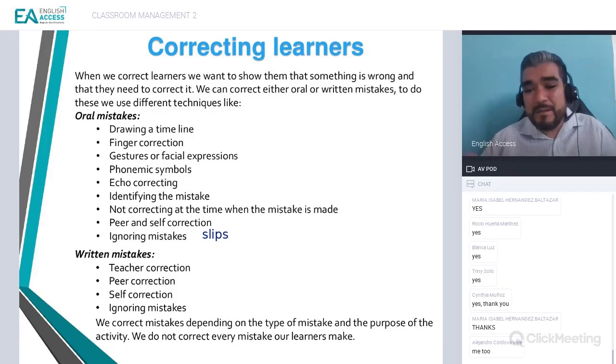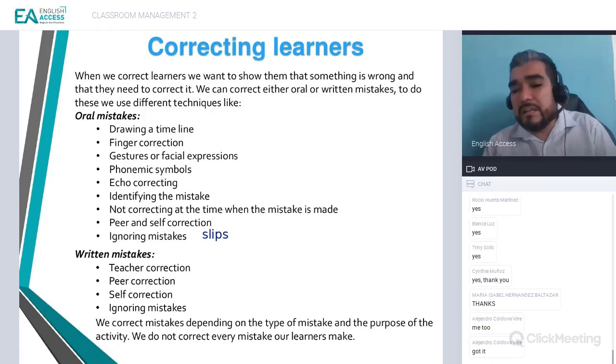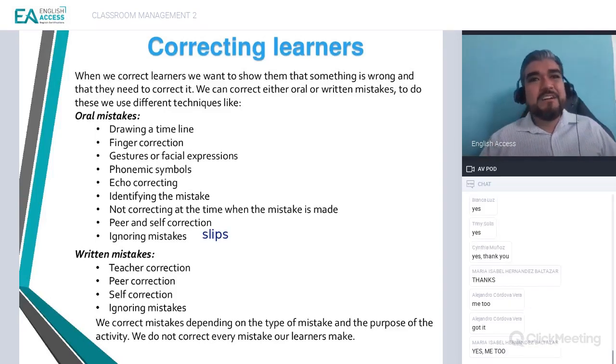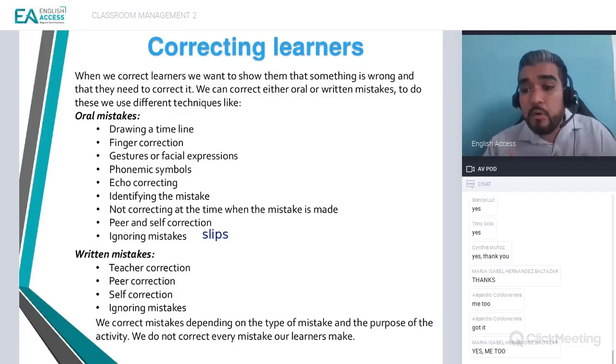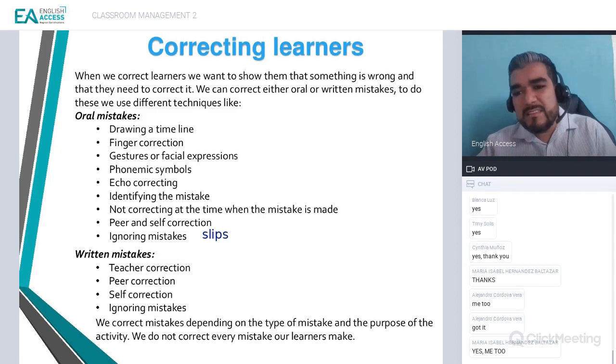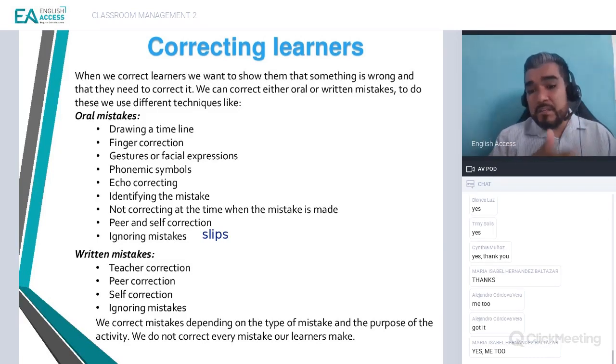Sometimes we make slips, right? Sometimes you are just thinking about something else, you are distracted, you are writing too fast, or you're speaking too fast, or you're worried about something else, and you just make mistakes. So sometimes students make mistakes that they know. They know that word. They know that structure. But it's just that they made a mistake. It was a slip, right?